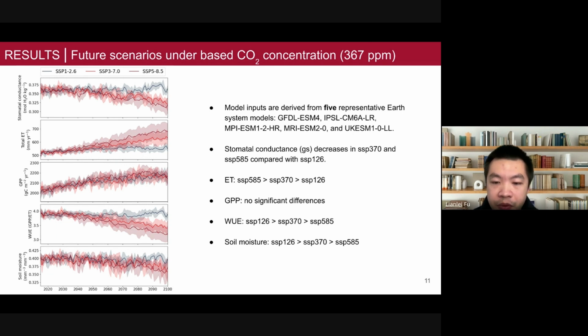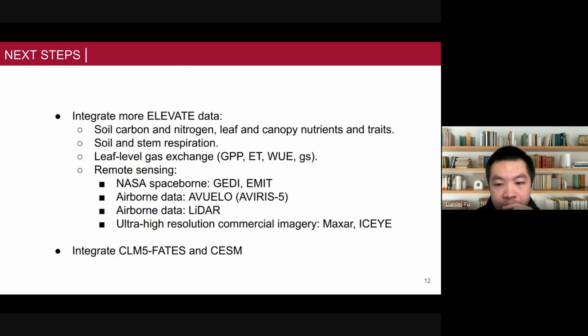For future study, we aim to expand our data set by integrating soil carbon and nitrogen data, leaf and canopy nutrient traits, soil and stem respiration measurements, leaf-level gas exchange parameters, and also high resolution remote sensing data sets. Additionally, we plan to incorporate CMIP5 phase and CESM for improving the tropical carbon climate feedback simulations.